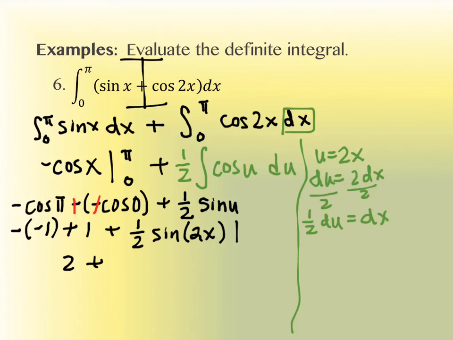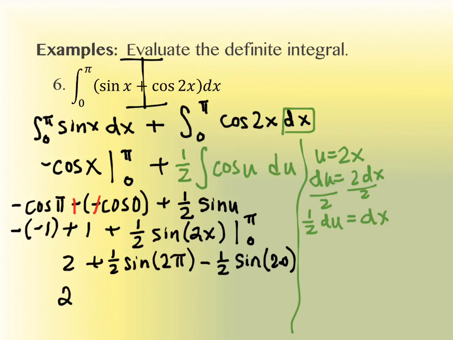So I want to have this then evaluated at pi and at 0, because now I've got the x back in the problem. I've back substituted. So now I have 1/2 sine of 2 times the x, which is pi, minus 1/2 the sine of 2 times the 0. So I've got 2 at the beginning plus 1/2. What is the sine of 2 pi? That is 0. Minus the 1/2. What is the sine of 2 times 0, or 0? What's the sine of 0? 0. All that work for nothing.